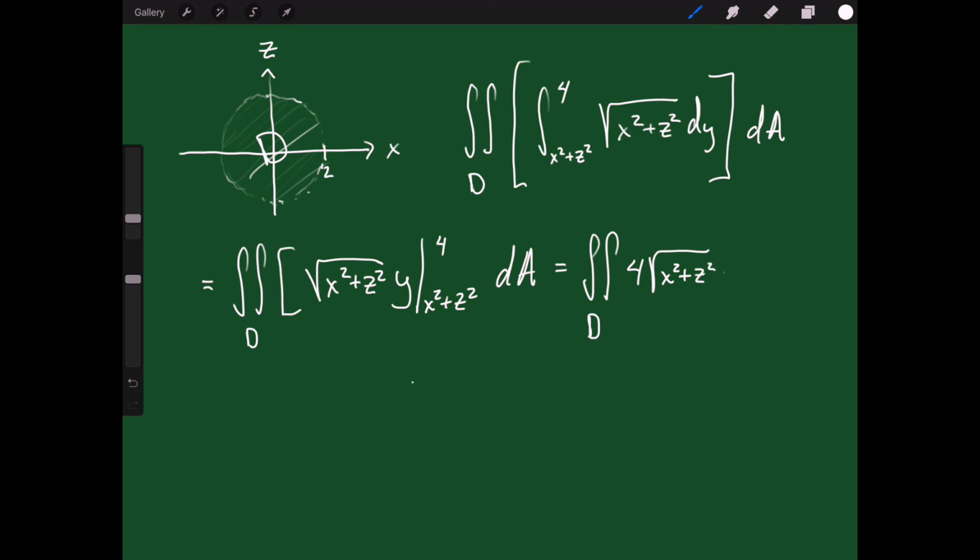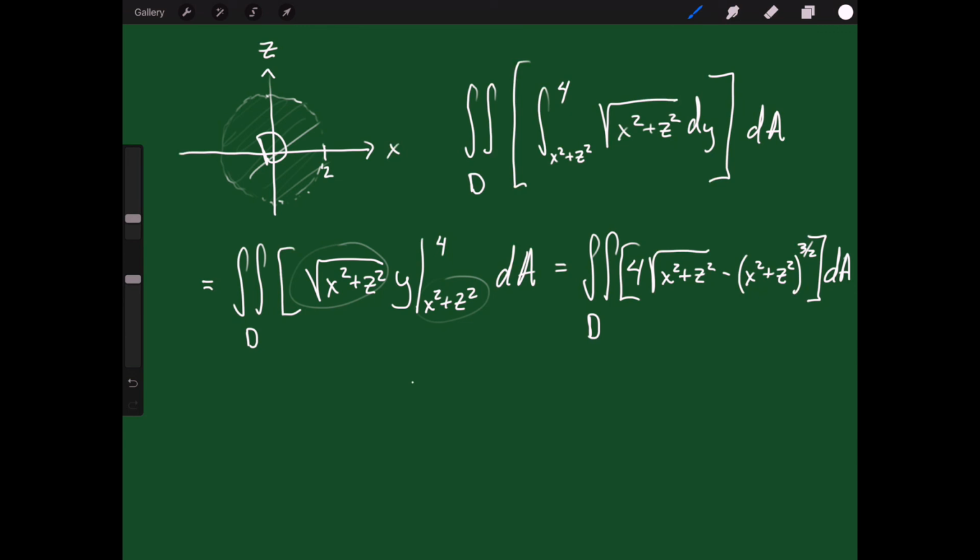And then I get minus, if I plug in x squared plus z squared for y, then I'll get x squared plus z squared. This is already to the 1/2, and I'm raising it to, multiplying it by x squared plus z squared, which will give me x squared plus z squared to the 3/2 dA.